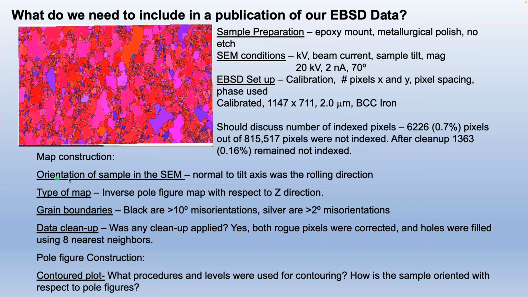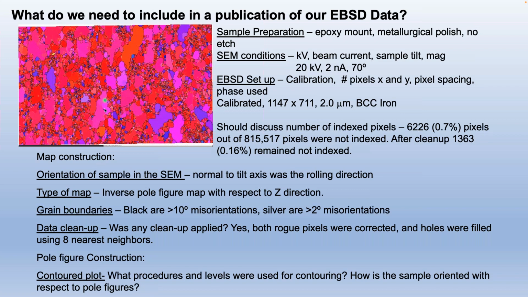First of all, we have to talk about the orientation of the sample in the SEM. The rolling direction was normal to the tilt axis, so that's important to know. So we know if we label this map appropriately, we'd know where the rolling direction and the transverse directions were. Type of map, well, this is an inverse pole figure map, obviously, with respect to the Z direction. So we're looking at the rolling direction now.